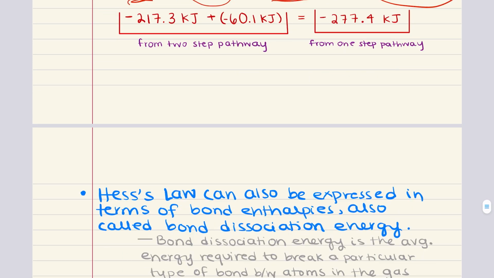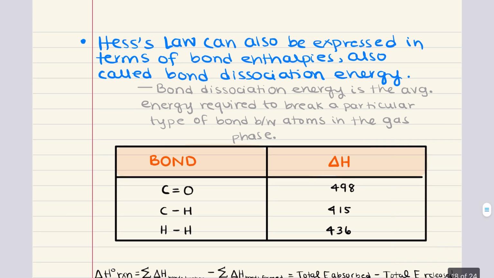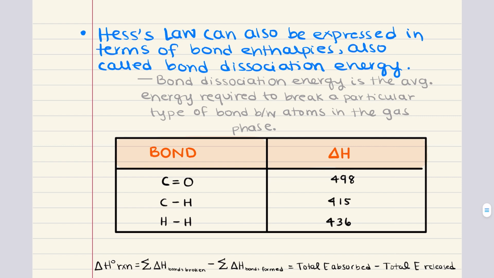Now, in addition to understanding Hess's law in terms of enthalpy changes over multiple steps, we can also express Hess's law using bond enthalpies, also known as bond dissociation energies. Bond dissociation energy is the average energy required to break a particular type of bond between atoms in the gas phase. So this approach involves calculating the total enthalpy change of a reaction by considering the energy that's required to break all of the bonds in the reactants, and then the energy that's released when new bonds form in the products.